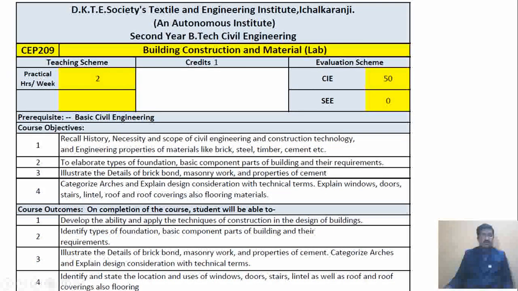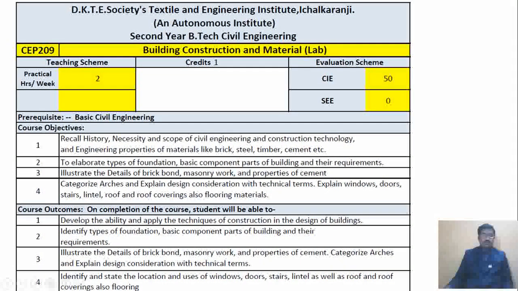We have to recall the history, necessity, and scope of civil engineering and construction technology, and the engineering properties of materials like brick, steel, timber, cement, etc. To elaborate the types of foundation, basic component parts of the building and their requirements. Illustrate the details of brick bond, masonry work, and properties of cement. Categorize the arches and explain the design considerations in technical terms. Explain windows, doors, stairs, lintel, roof coverings, and also flooring materials. So, maximum of the course objectives in the laboratory work are associated with the drawing and the practical work.